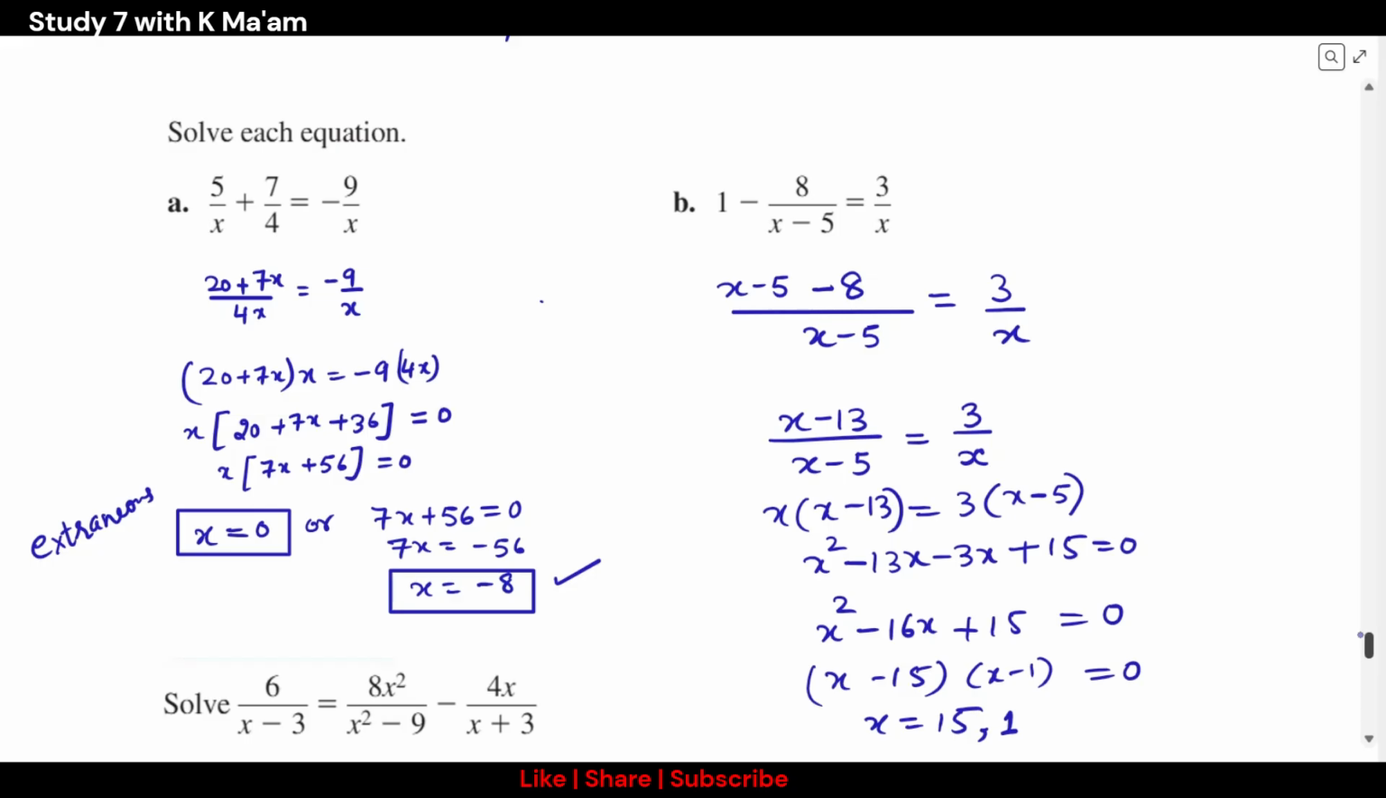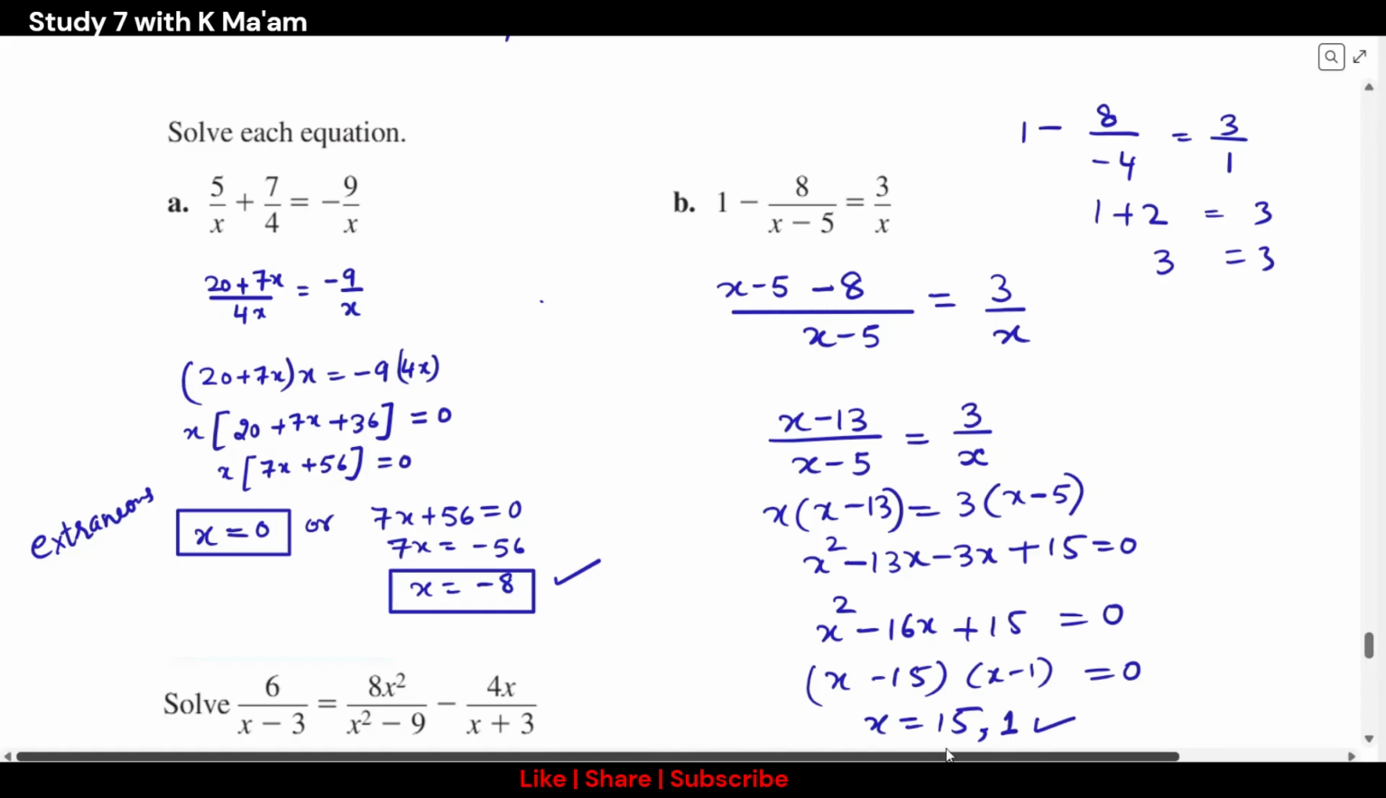So let's see whether 1 satisfies or not, and whether 15 satisfies or not. If I substitute 1, 1 minus 8 over 1 minus 5 is negative 7 over negative 4, and the right side is 3 over 1. Negative, negative, positive. 4 twos are 8. So left side is 3, right side is 3. Alright, so 1 works. Now check for 15. You can try 15 yourself, it will work. Okay?